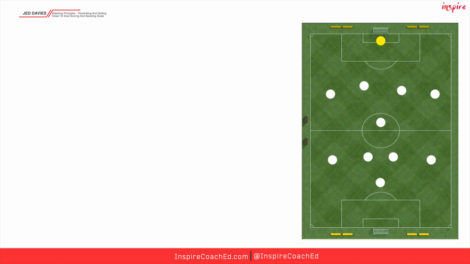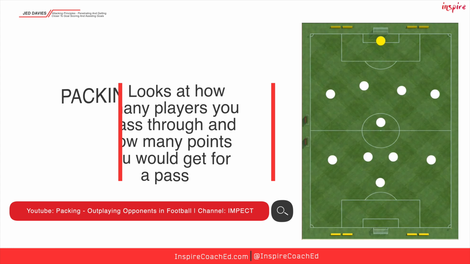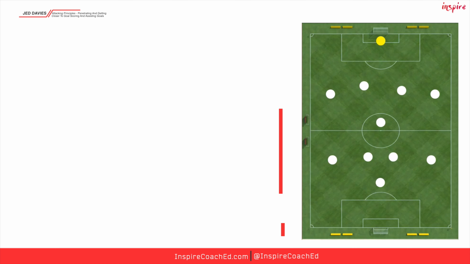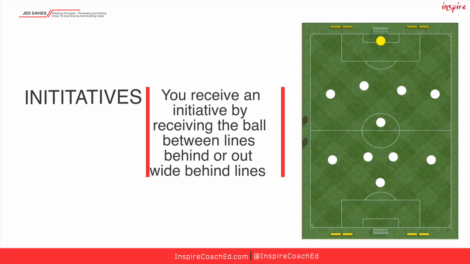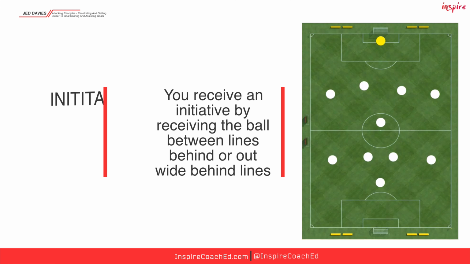A lot of information about different models of assessing penetration. You have packing, which was founded by a German company, and it looks at how many players you would pass through and how many points you would get for a pass. You have initiatives, which is the model that Tim Lees and Michael Beale speak about on the Inspire presentations, that comes from Pep and Linders, which is the same idea. You receive an initiative by receiving the ball between lines, behind, or out wide between lines.